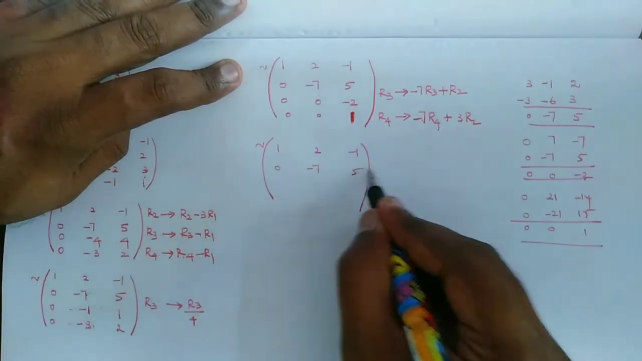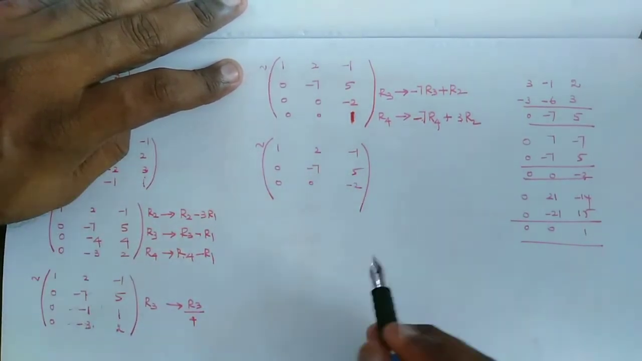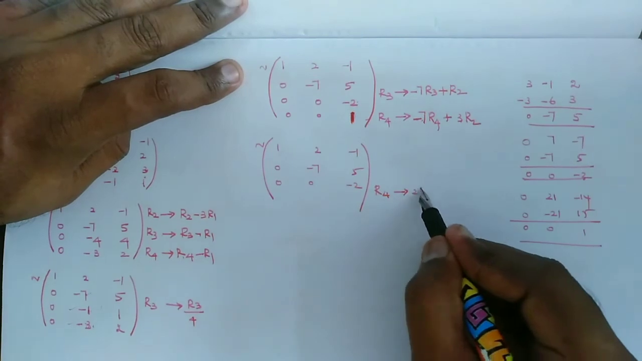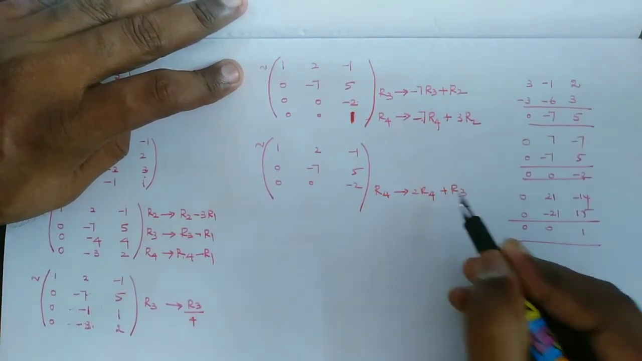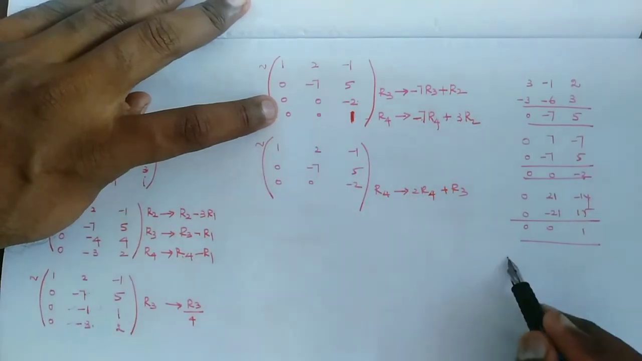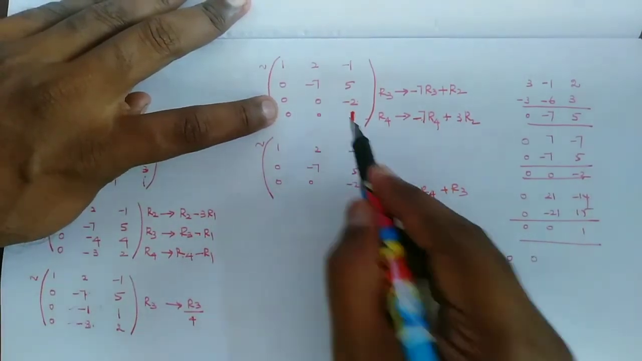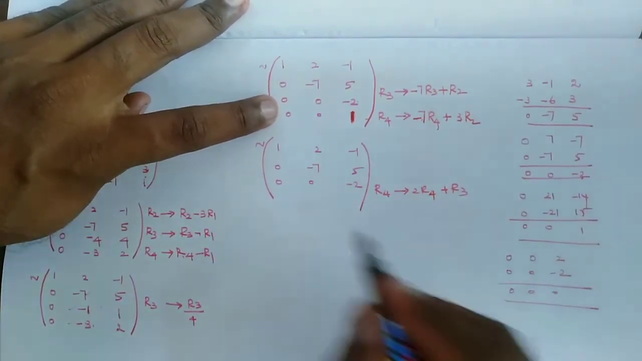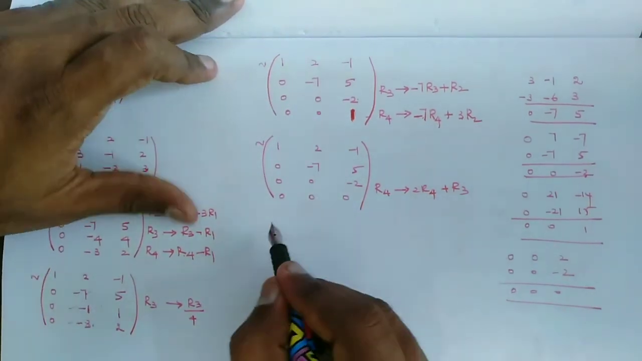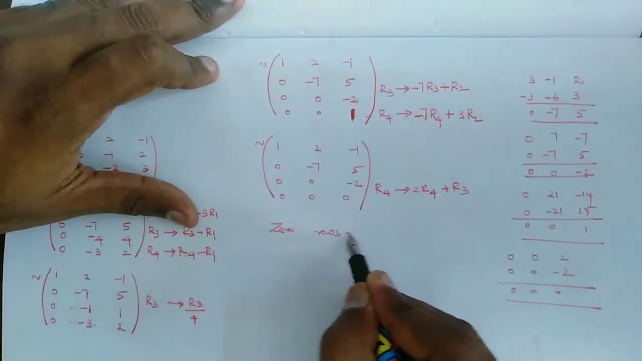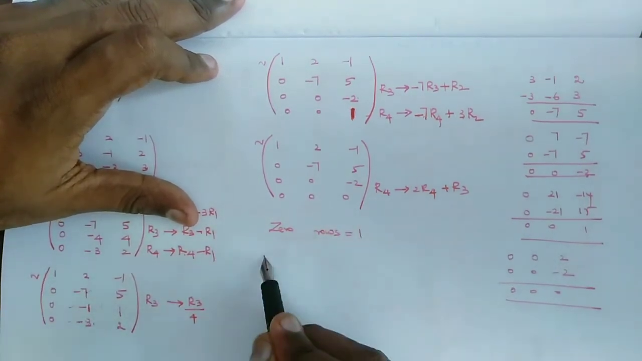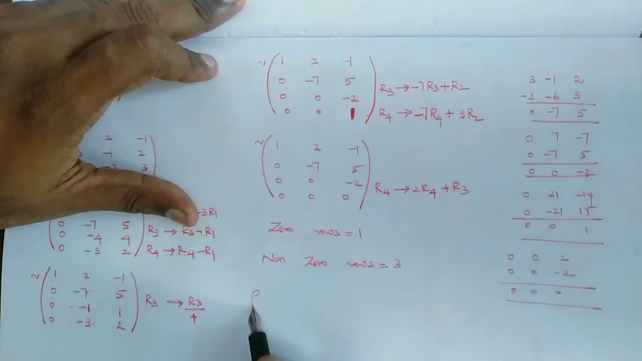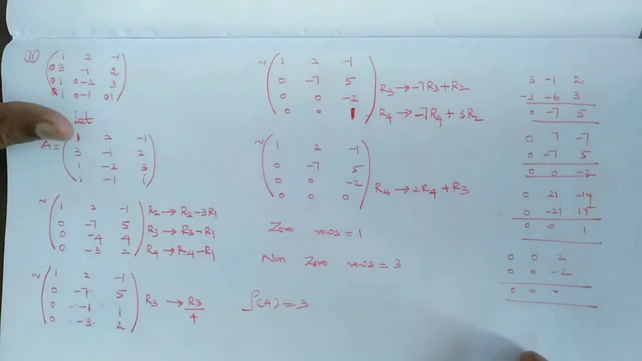0 minus 7 5 0 0 minus 2. So R4 tends to: this is 1, this is minus 2. I need to multiply by 2. 2 R4 plus R3. So R4 should be multiplied with 2. 0 into 2 is 0, 0 into 2 is 0, 1 into 2 is 2. R3 0 0 minus 2. Totally going to be 0. Now 0 rows is 1. Non-zero rows 1 2 3. Therefore rank of A is equal to 3. We can stop the sum here itself.